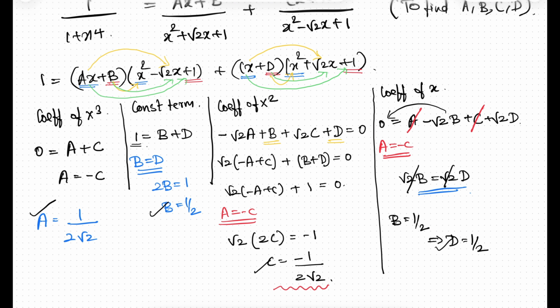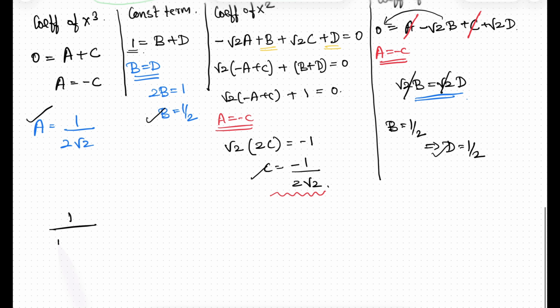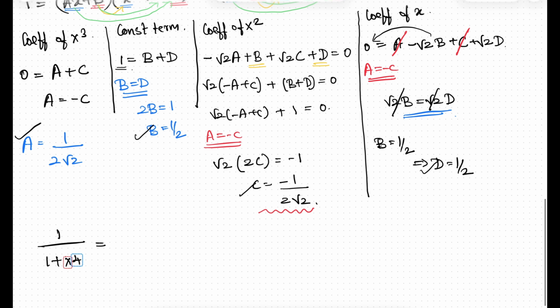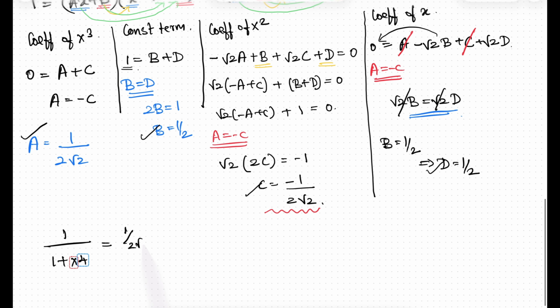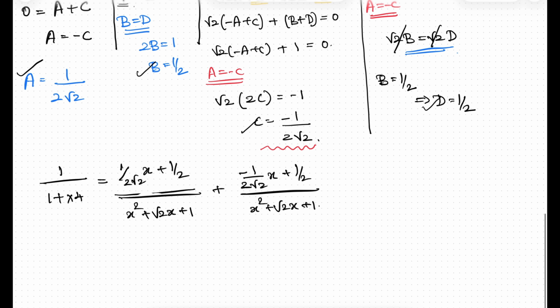Now, alright, I can rewrite it in such a way that 1 by 1 plus x power 4 is equal to ax. So in the place of a, I'll be writing 1 by 2 root 2 x. In the place of b, I'll be writing 1 by 2. The denominator is x square plus root 2 x plus 1, and cx plus d divided by x square plus root 2 x plus 1. So we are going to integrate it now.